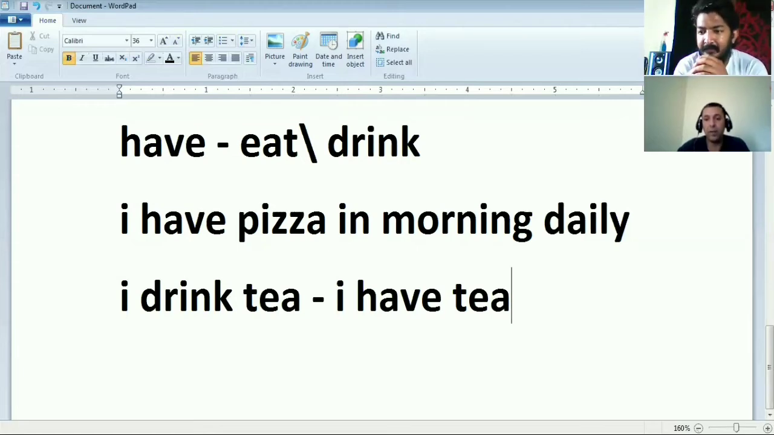Do you have tea in your lunch? No, I don't have tea in lunch. I have soft drink in lunch. Do you have water in morning? Yes, I have 2 glasses of water in morning.